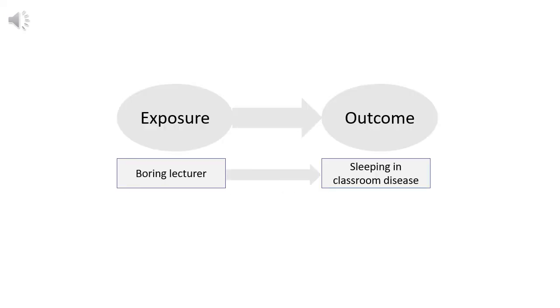In the previous video, we learned how to calculate the occurrence of the disease. Now, talking about measures of association, we do something more interesting. We ask what can cause the diseases. We will again use the example of the sleeping in the classroom disease. We will ask whether the students sleep in the classroom because their lecturer is boring. So we study an association between a boring lecturer and the sleeping in classroom disease. The boring lecturer is the exposure, and the sleeping in classroom disease is the outcome in this association.